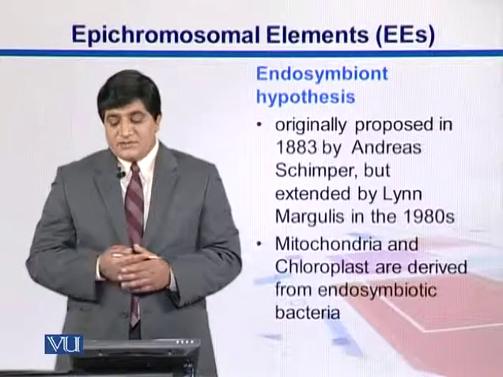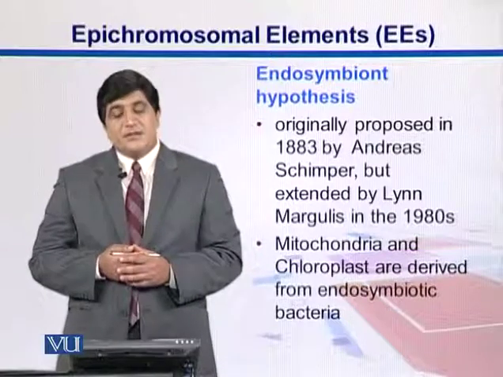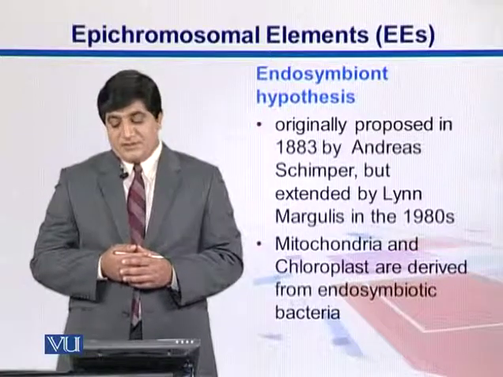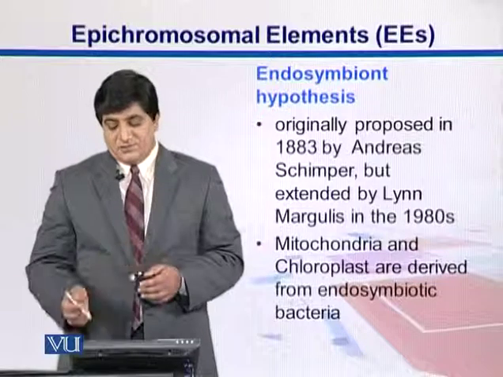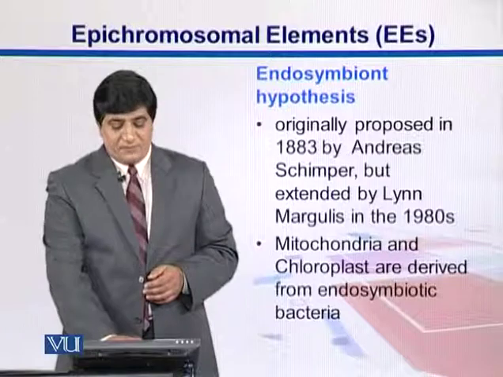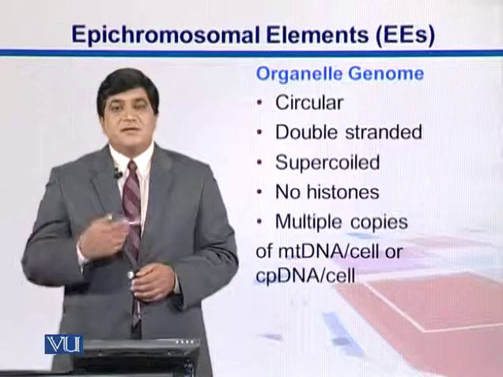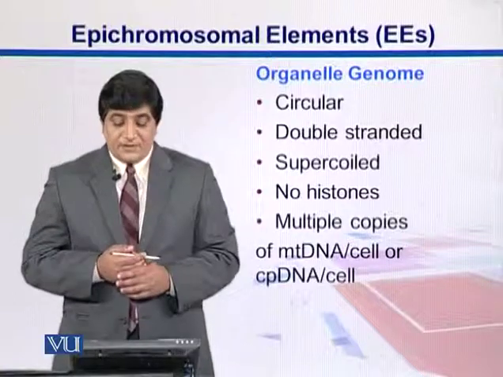Originally this endosymbiont hypothesis was proposed by Andreas Schimper, and then it was extended by Lynn Margulis in the 1980s. According to this, mitochondria and chloroplasts are derived from symbiotic bacteria that got incorporated into the cells.